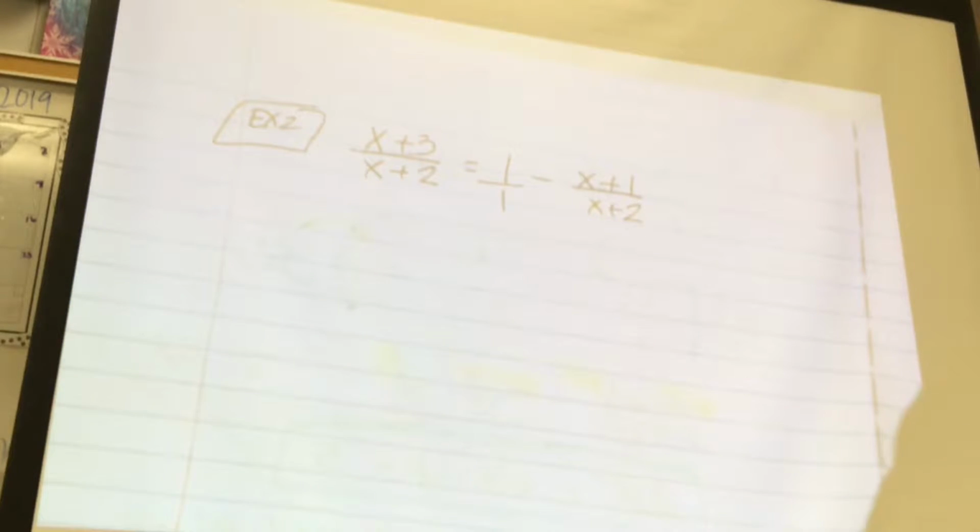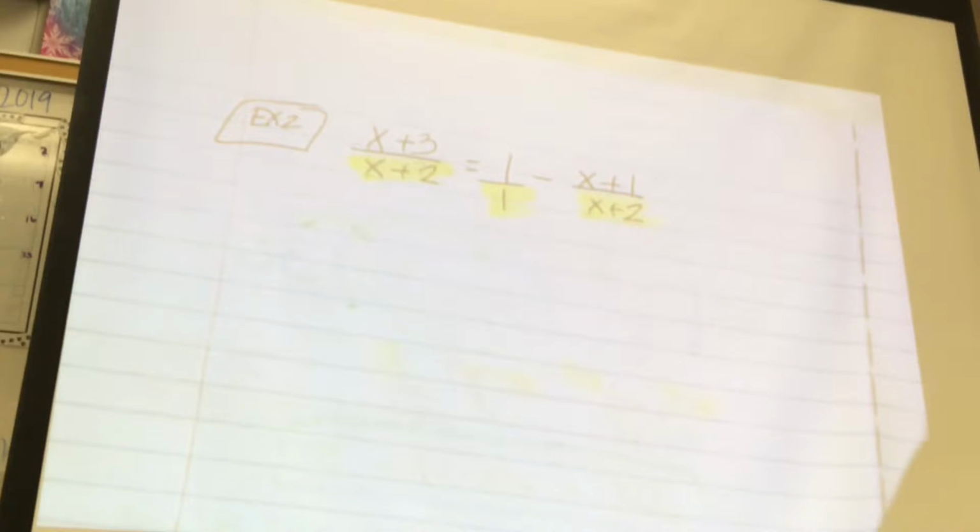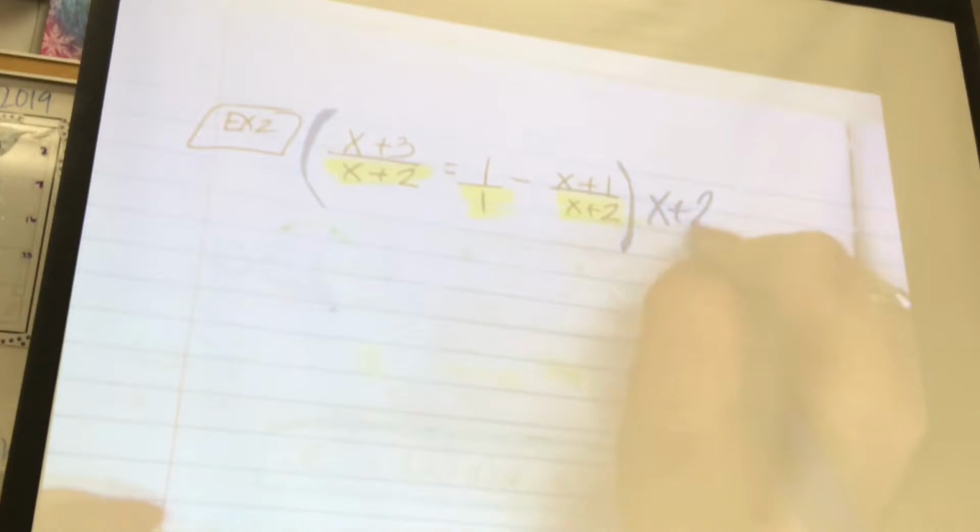So this is the same thing as 1 over 1. I want the least common denominator for x plus 2, 1, and x plus 2. So if I use that same method, what does the list say there? I'm going to multiply everything by x plus 2.